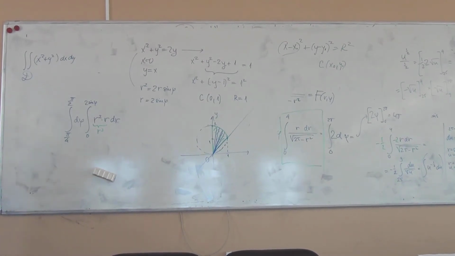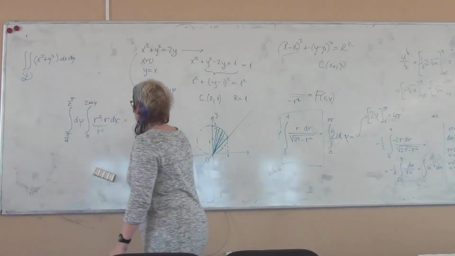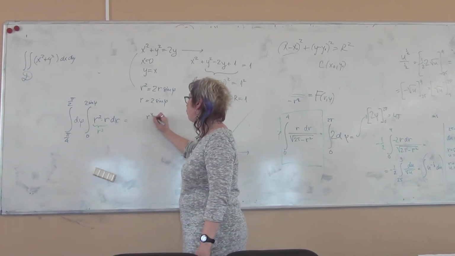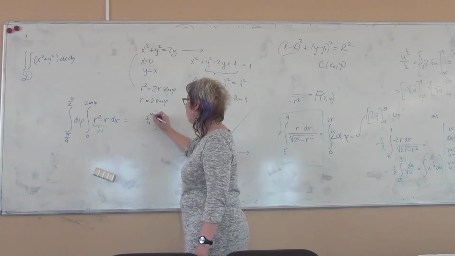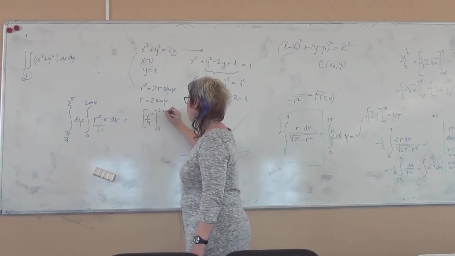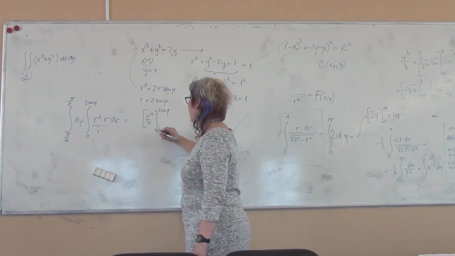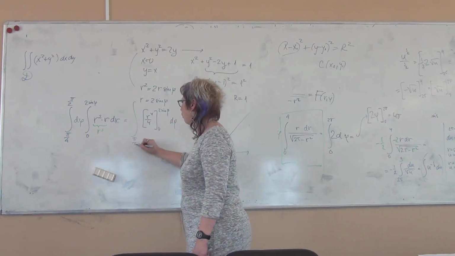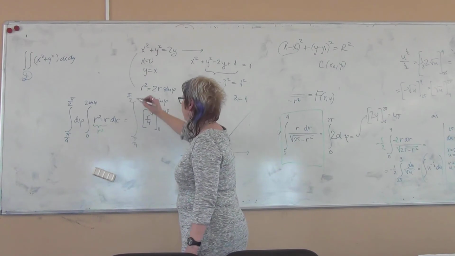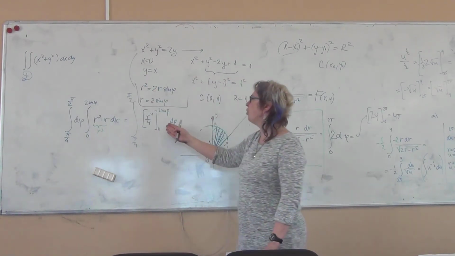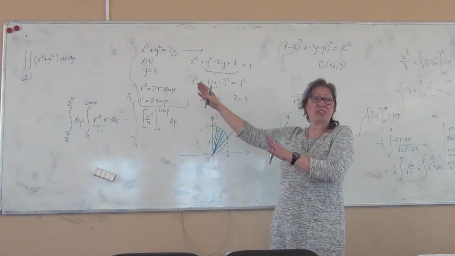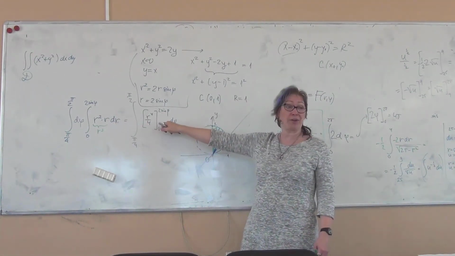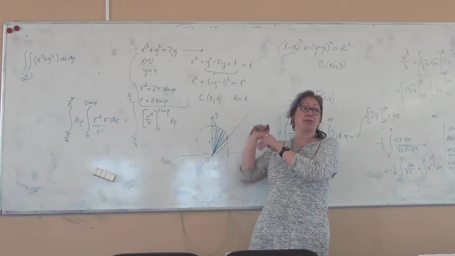But this is easy. To integrate this, it will be r to the 4th over 4 between 0 and 2 sine phi, and then I will integrate it by d phi, from pi over 4 to pi over 2. Now, I'm not integrating on the side because it's such a simple thing to integrate. I can do it here. I don't have to do it somewhere else.